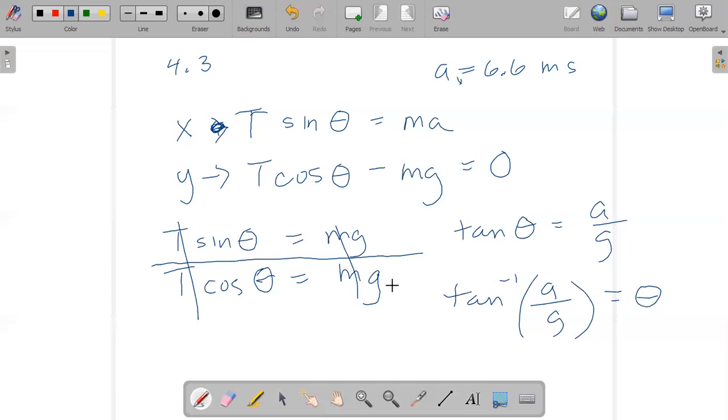This division is a great way to solve problems, and they do it a lot in the physics books. Divide one expression by the other. You can cancel out these values, and sine over cosine is going to be tangent. All right, that was 4.3.